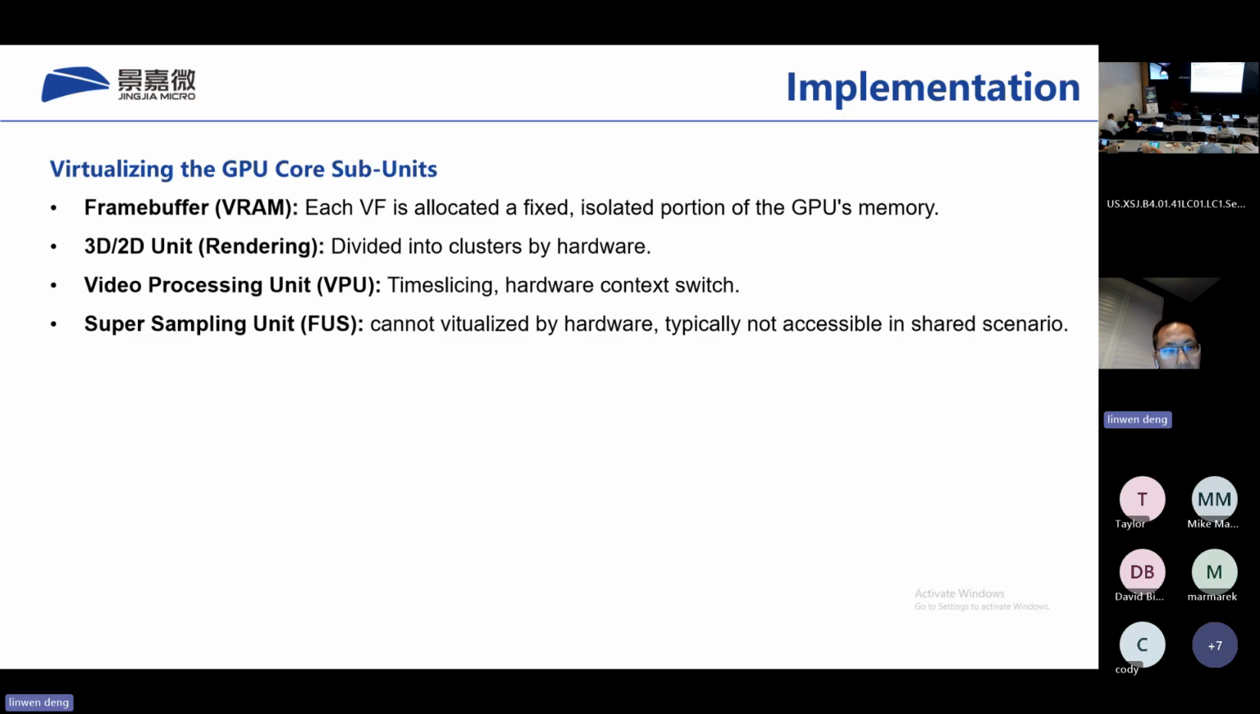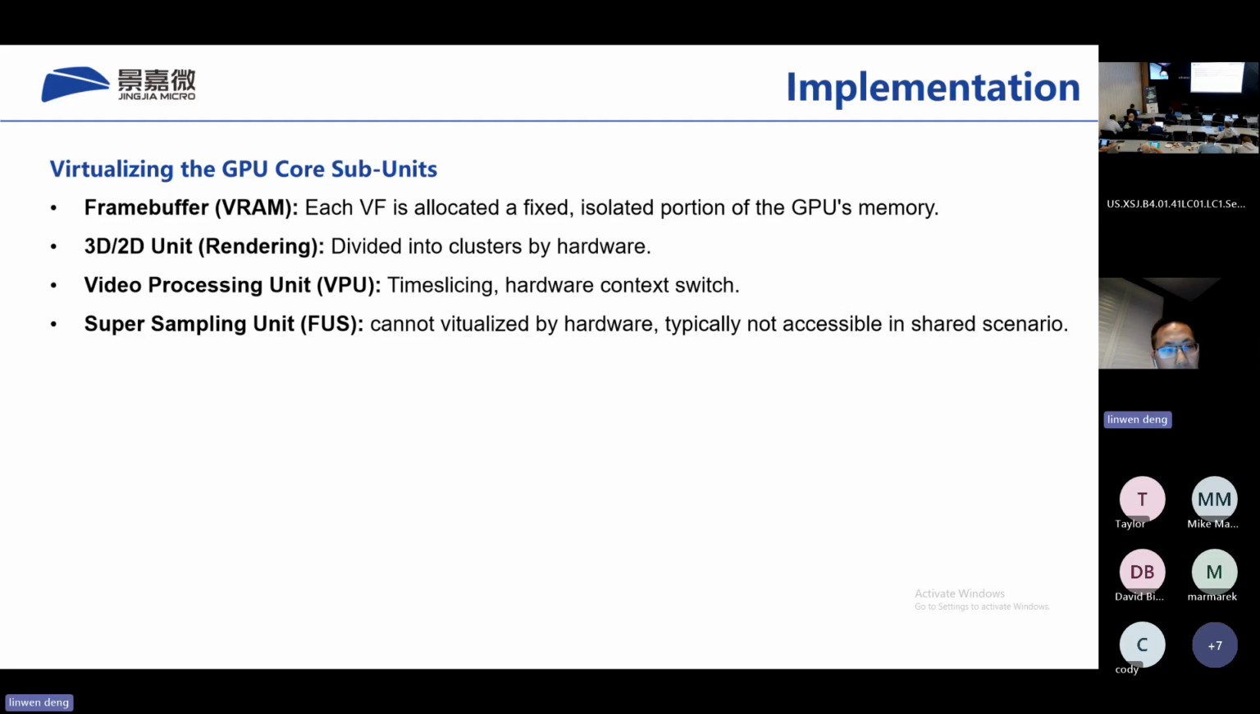Now, the third, the VPU. It handles the video encoding and decoding. Unlike the render units, which can be partitioned, the VPU is often a shared resource. So we manage this sharing using time slicing, where the VPU is scheduled to process tasks from different VFs in rapid succession. We are not offering the same level of performance isolation as a dedicated resource. It allows multiple virtual machines to use the same VPU efficiently.